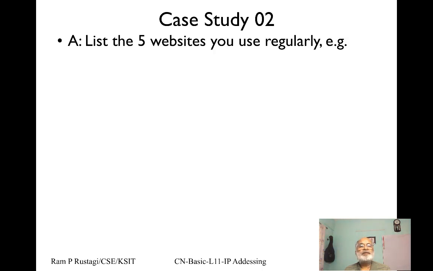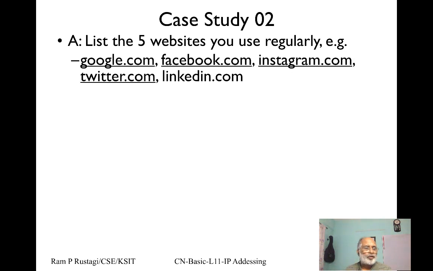Next exercise is, as a user using the internet, list the 5 most used websites which you use on a daily basis. For example, google.com or Facebook or Instagram or Twitter or LinkedIn or whatever website you use, find their IP addresses. To find the IP addresses, either you can search Google, or on your own machine you can issue a command.